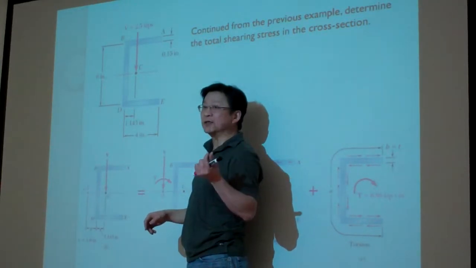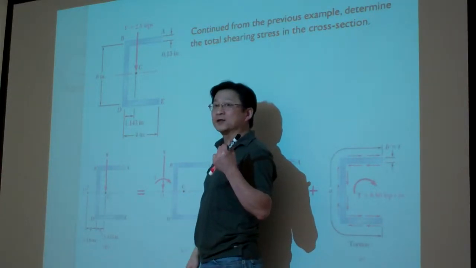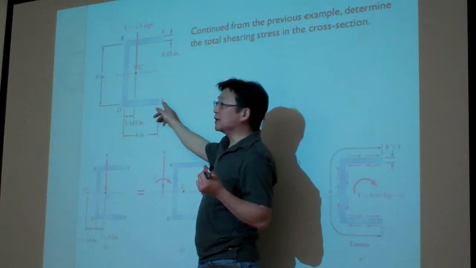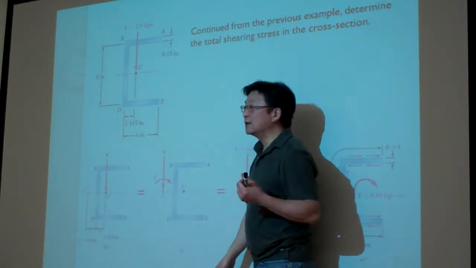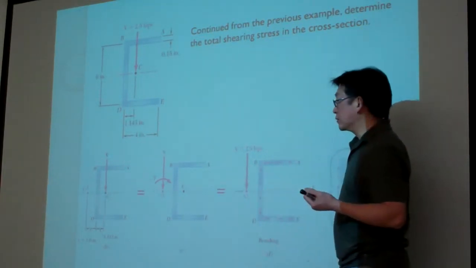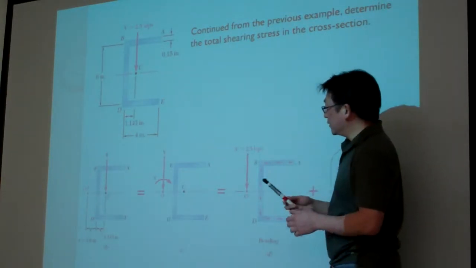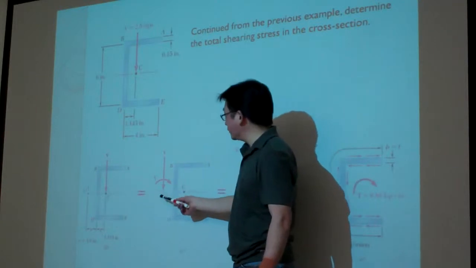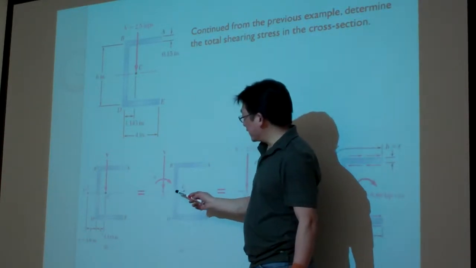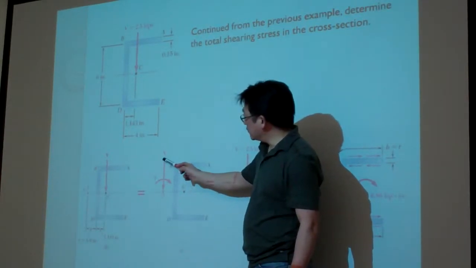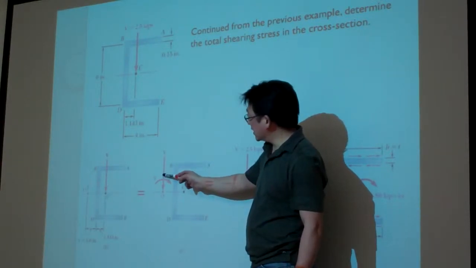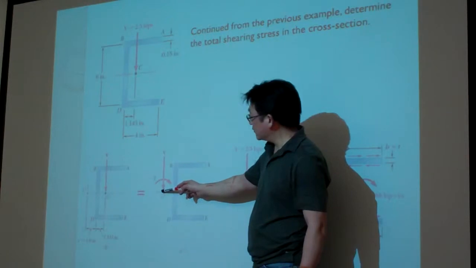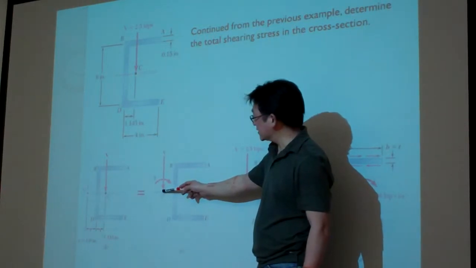One is from tau equal to VQ over It. The other one is from the twisting, that is our torsion topic. So again, for this example, we can decompose this one into two scenarios. The first one is we deal with the case without twisting. So that means assuming V is applied through the shear center.